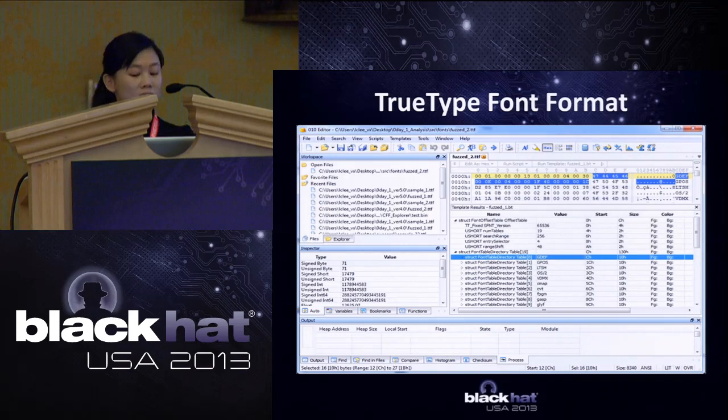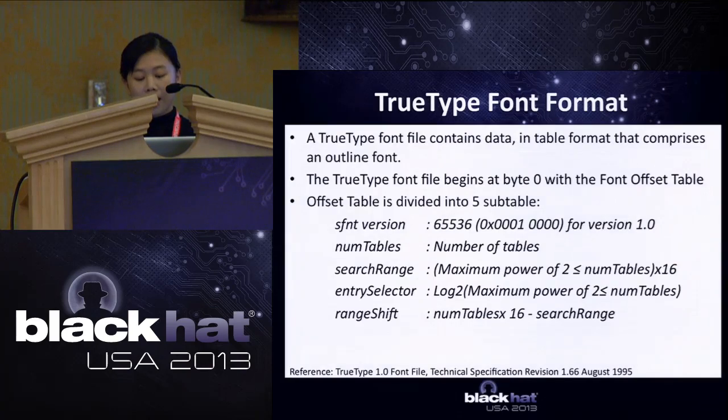This is a screenshot of our binary template using the 010 Binary Editor. Before we develop our own TrueType font binary template, there are many things we need to understand, especially the structures of TrueType fonts. First of all, the TrueType font begins at byte 0 with the font offset table. This table is divided into 5 subtables: SFNT version, number of tables, search range, entry selector, and range shift.